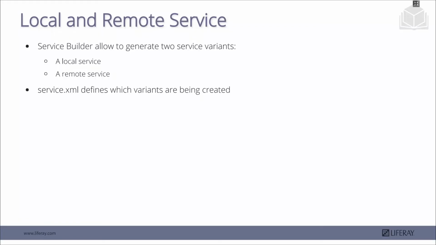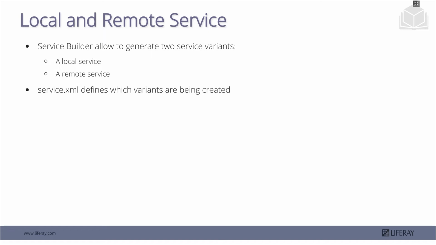So local and remote services. We have service.xml, portlet-model-hints, and once we run Service Builder and it checks out our service.xml, it'll then generate our local and remote services based off of whether or not we want them. Service.xml is where we can say we want one or the other, logical or. So you can have one, the other, or both.